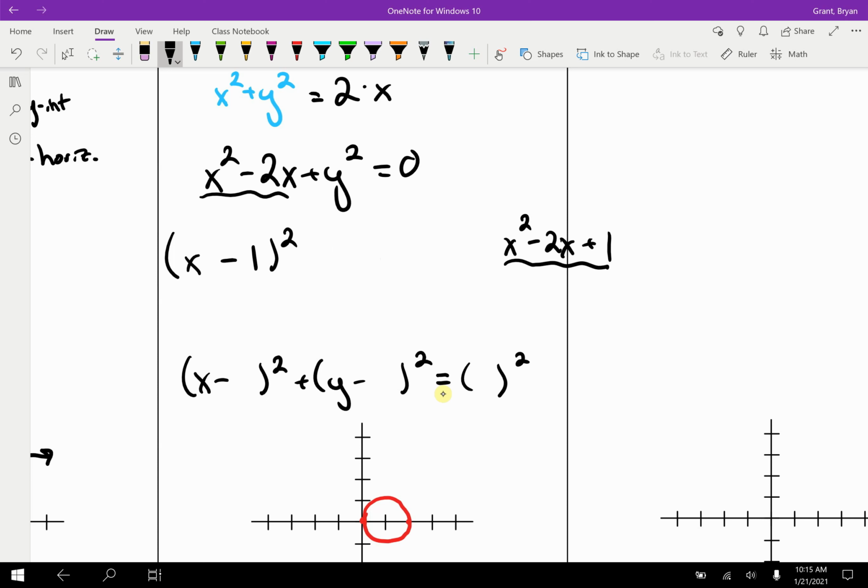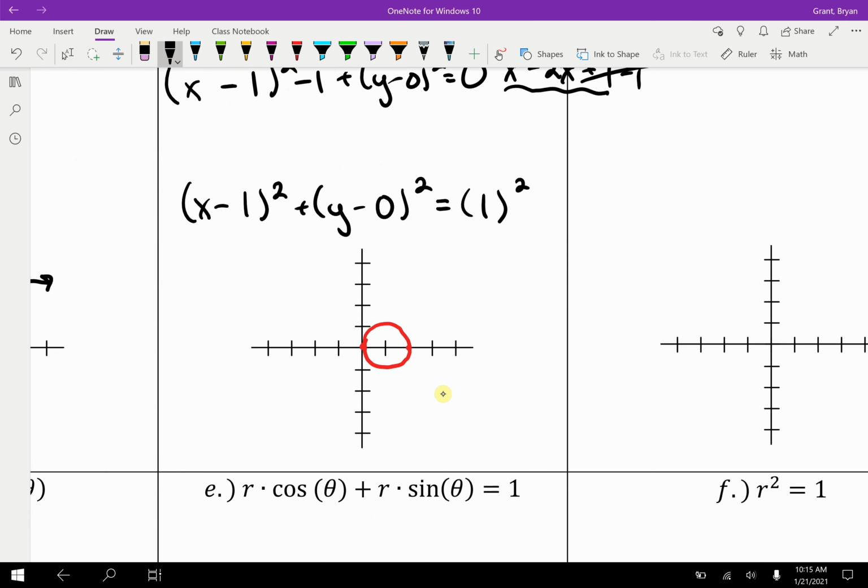No, this has an extra plus 1, so I think I need a minus 1 now. Those cancel. Now they're the same. That looks good. Cool. And then we have our y minus 0 squared. Don't need to change that at all here. Add the 1 to the other side, and we end up with x minus 1 squared plus y minus 0 squared equals 1 squared. And look at that. We have a center of 1, 0 and a radius of 1.